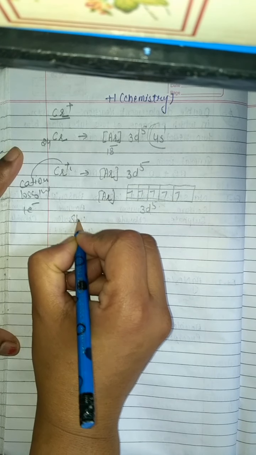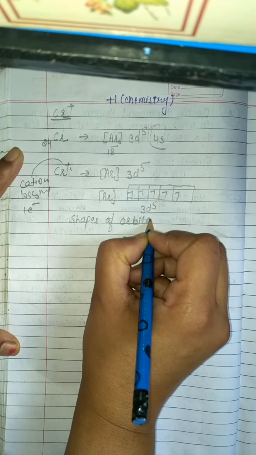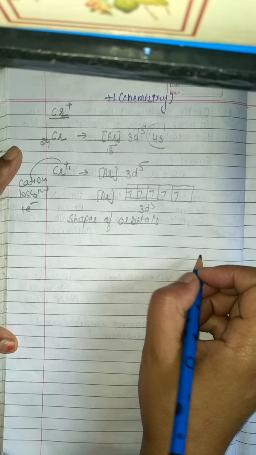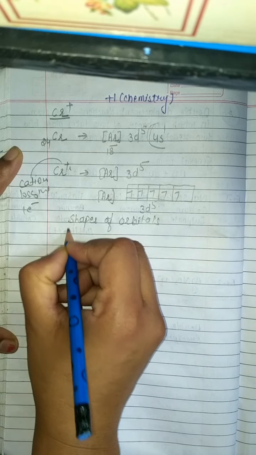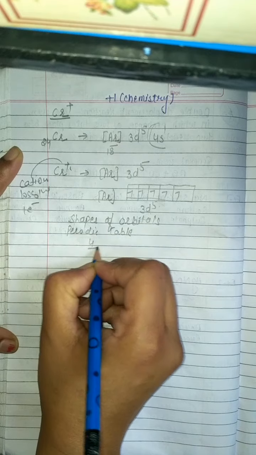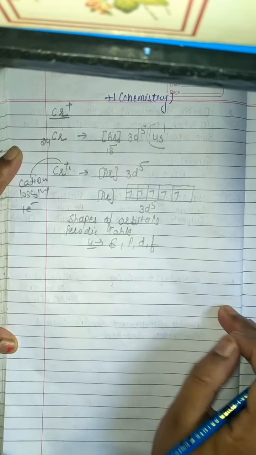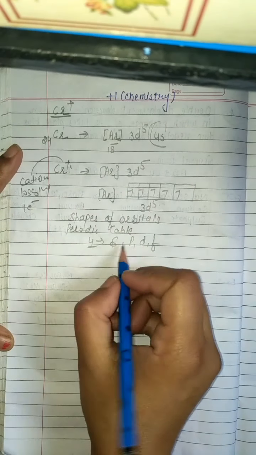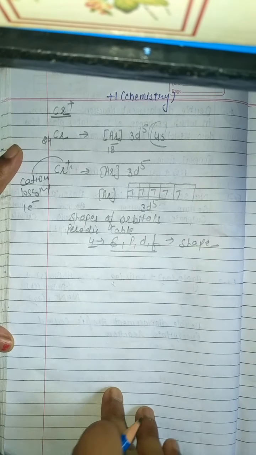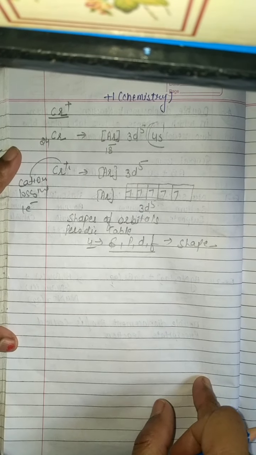Now today our topic is shapes of orbitals. We have discussed that in the periodic table 4 types of blocks are there, that is S, P, D and F, and these orbitals have a shape also. It is surprising to know how. Today we will discuss the shapes of orbitals.